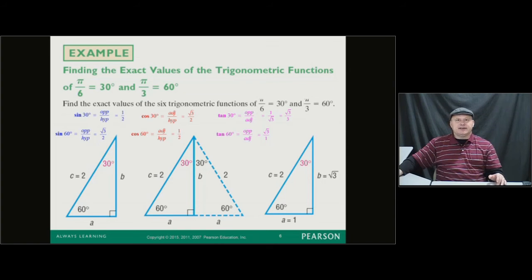So cosine of 60 degrees, again, is 1/2. So the secant of 60 degrees, what do you think? It's the reciprocal, so it's 2 over 1, which is 2. So these 6 right here that I have listed on this slide need to be memorized.